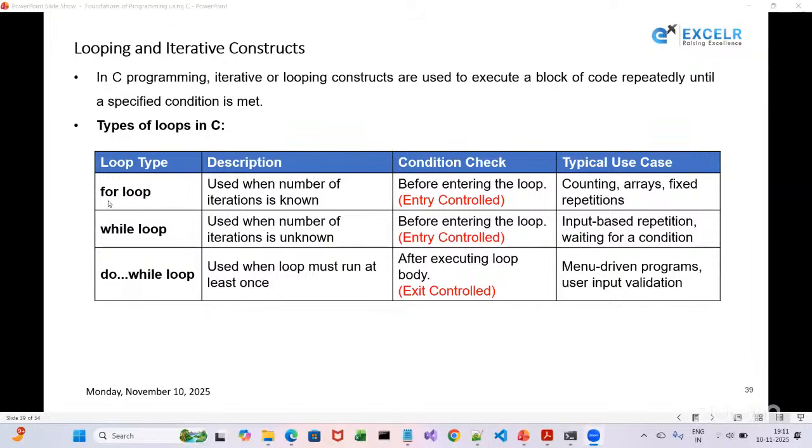First we have the for loop, in which you have 3 parameters given, and it checks the condition before entering the loop, so it is entry controlled. The while loop is used when the number of iterations is unknown, and again it checks the condition before entering the loop. The do while loop runs exactly one time before the condition is checked, to decide how many times the loop needs to run.